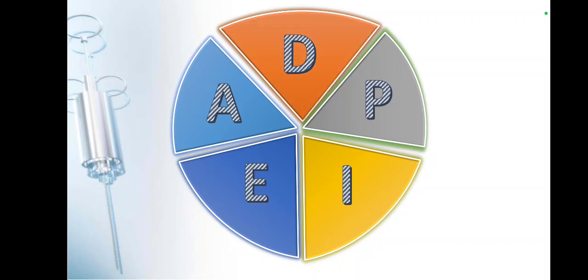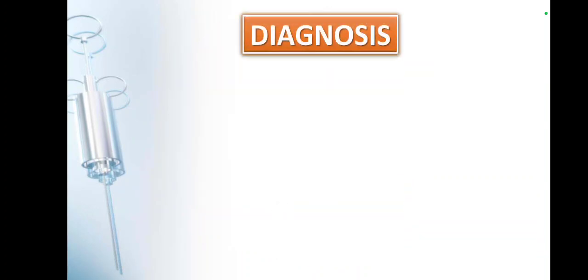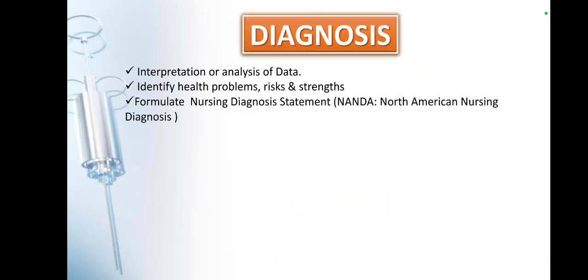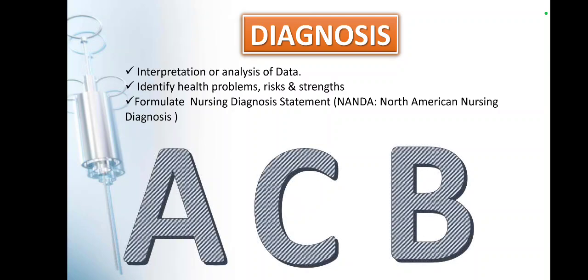We will go to your diagnosis. Now, diagnosis is the interpretation or analysis of data. In this phase, you will identify the health problems of your patient, their risks, and their strengths. So the nurse takes information from the assessment, analyzes it, and identifies problems where patient outcomes can be improved through the use of your nursing intervention.